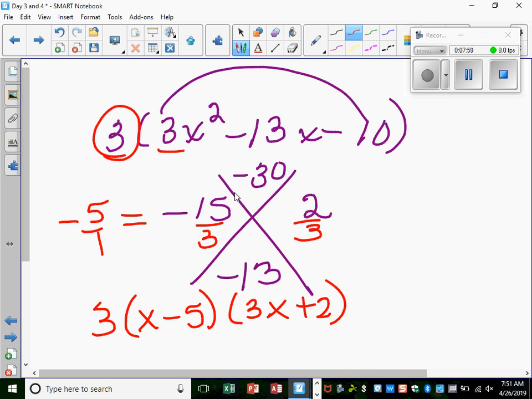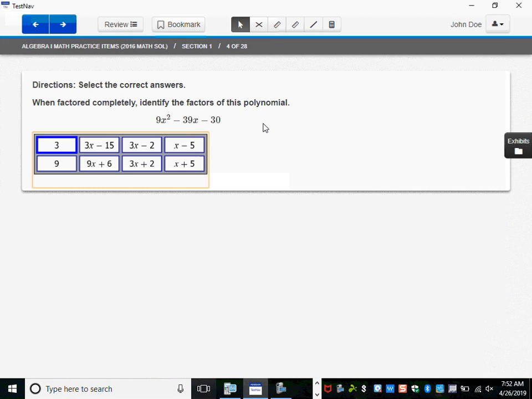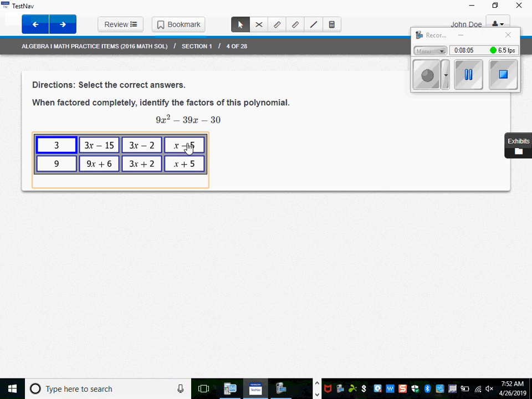So those are all the ones you should have clicked on. X minus 5 and 3x plus 2. All right, see how we did that? All right, you have to make sure you factor completely. Completely means you got to also make sure if there is a GCF, that GCF is taken out first.